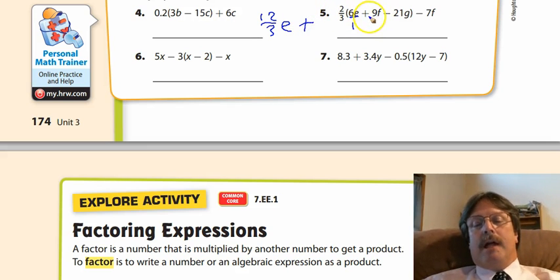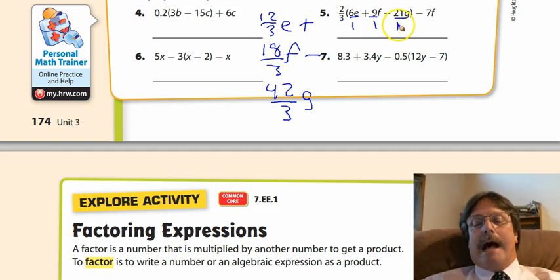So 2 times 9, I'm going to put that over 1 again to make that whole number into a fraction, is 18. And then the 3 times 1 is 3. And that's an F. And then this is a positive times a negative, so I'm going to subtract 2 times 21, and put that over 1. That'd be 42 over 3 times 1 is 3, and that's G.